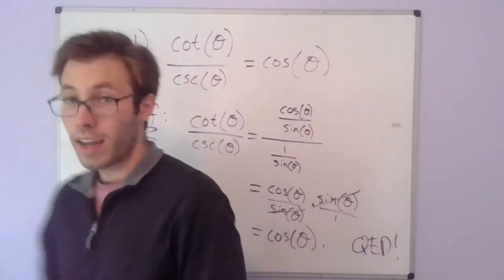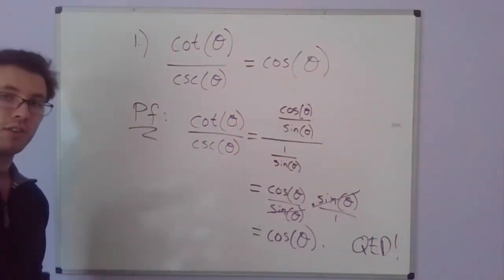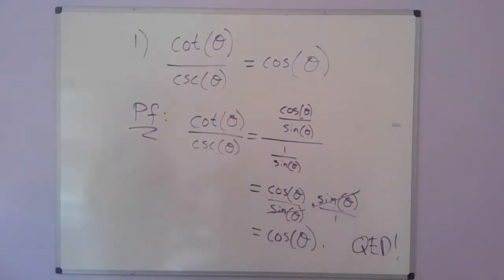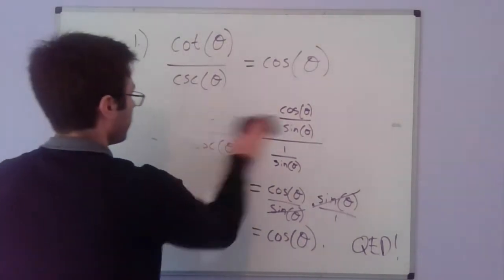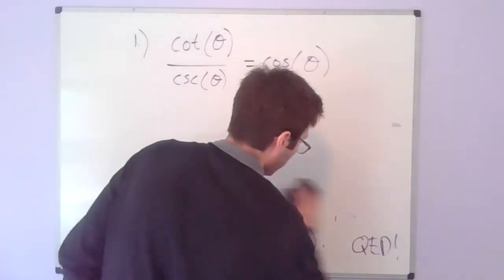All right. So that's number one. That's how we would do one. I'm going to show you 5 of them. All right, so that's number one. Number two.